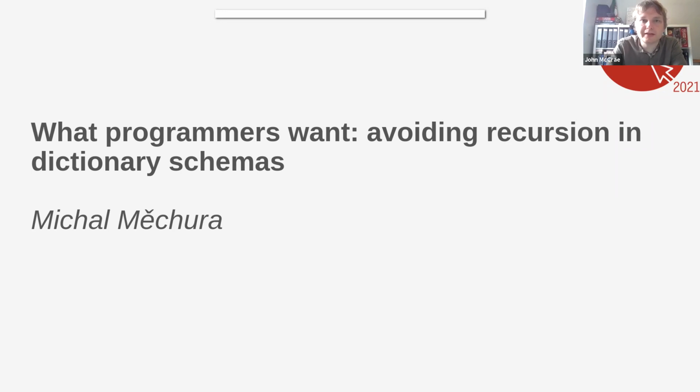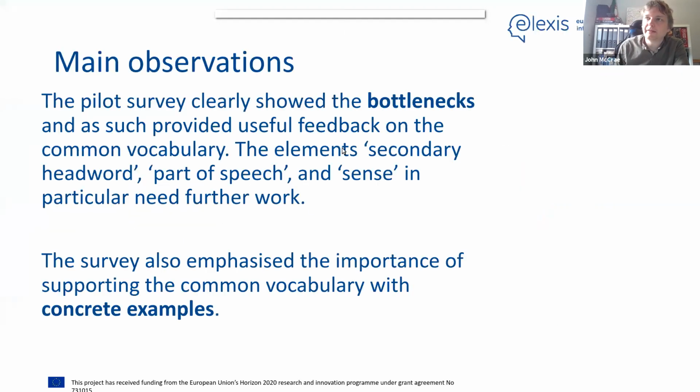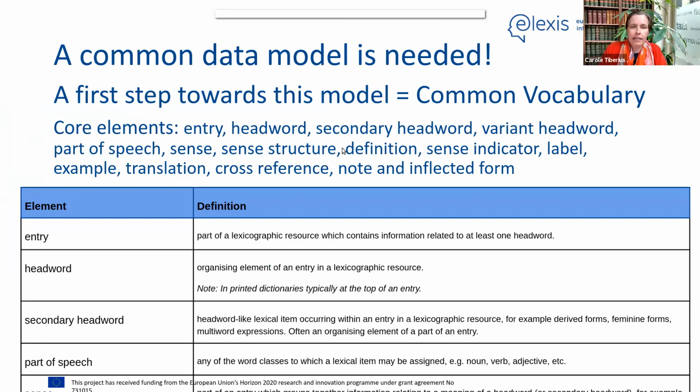So Imogen was asking about how objects are related in the ELEXIS data model. Is there any idea of any restrictions on how objects can be related using the elements of the model? I guess this is to Carole. That's future work. I can't say that much about that.